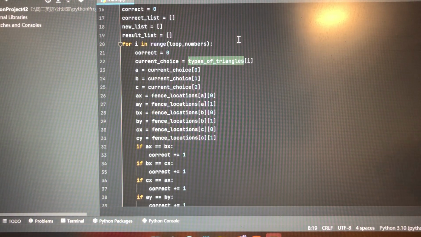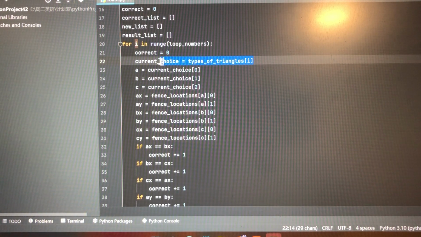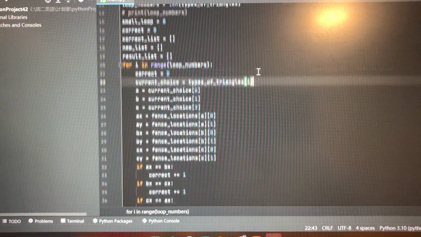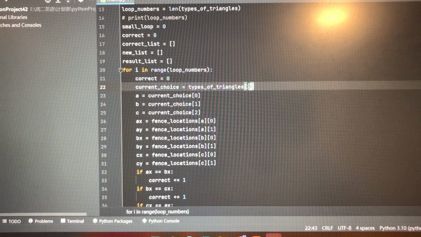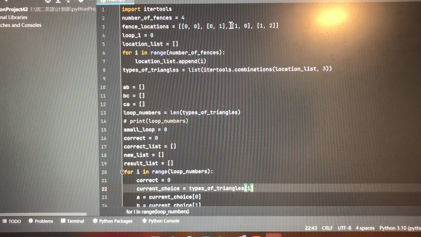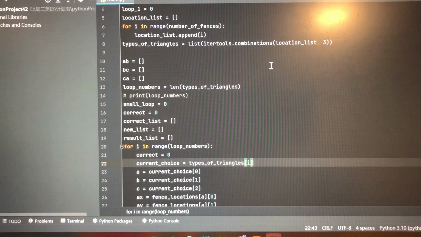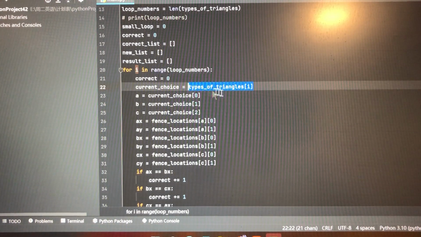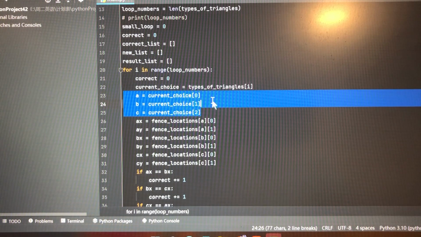Okay, so here's the main part of the program. First we need to set A, B, and C right here. So i is the current triangle that we're looking at, which, for example, is 0, 0, 0, 1, and 1, 0. These 3 coordinates form a triangle, and it's supposed to be in here. And that's what we're looking for here. So I put A, B, C to represent 3 coordinates.